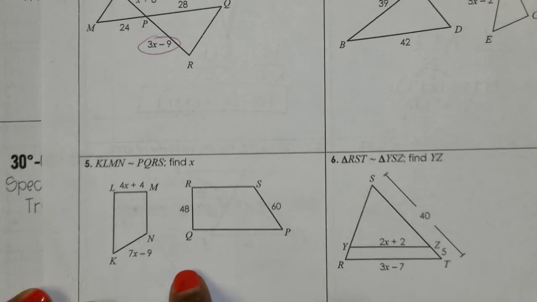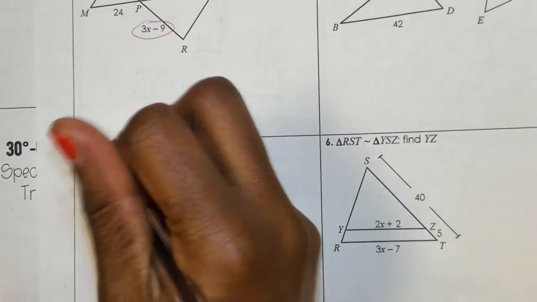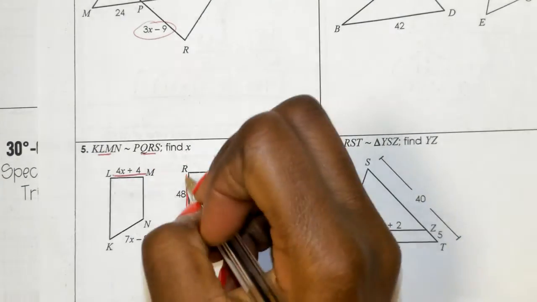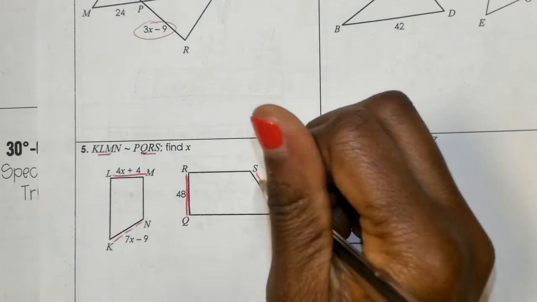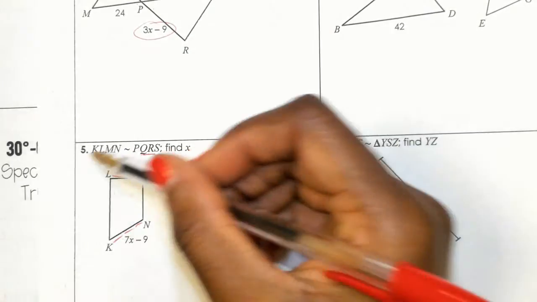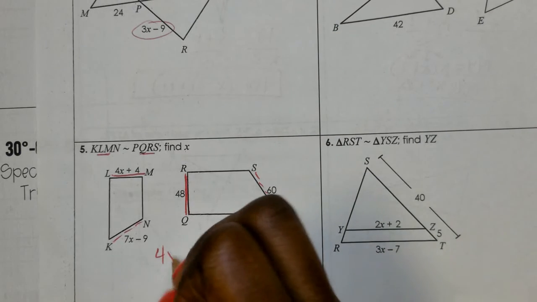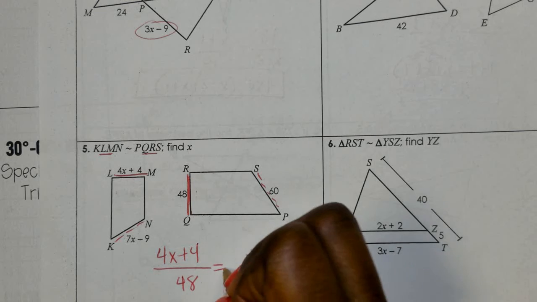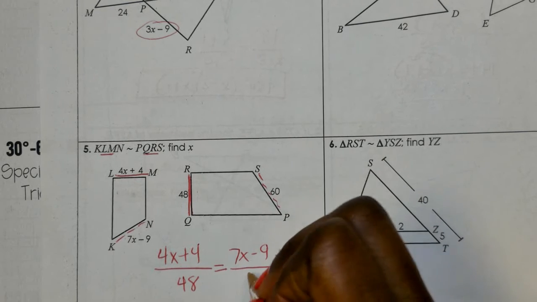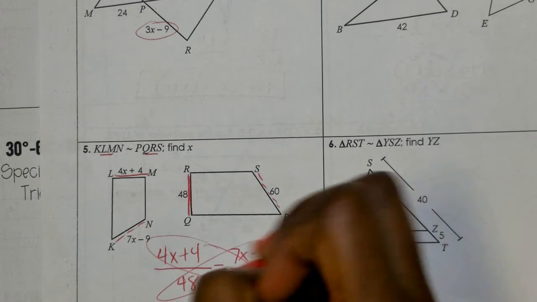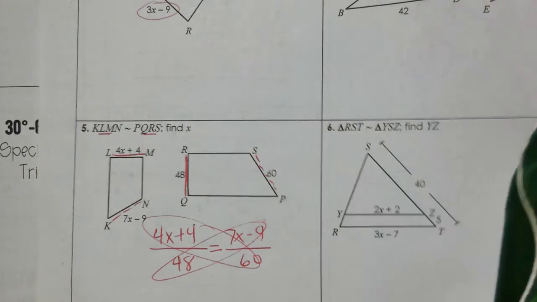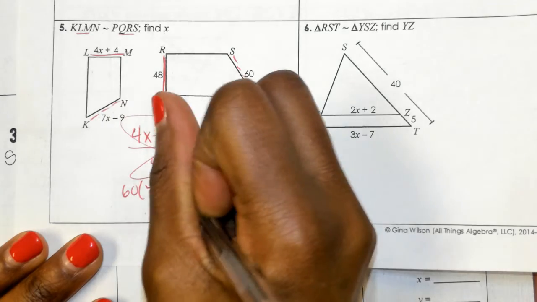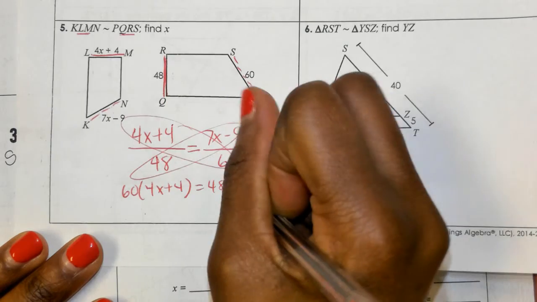Okay, I'm going to do one of the quadrilateral ones on the bottom. So LM is written second and third. It goes with QR. And KN must go with, they only provided us two sides, so I know KN has to go with PS. So 4x plus 4 has to go with RQ, as 7x minus 9 goes with 60. Okay, so you're going to cross multiply this and solve 60 times 4x plus 4 and 48 times 7x minus 9.